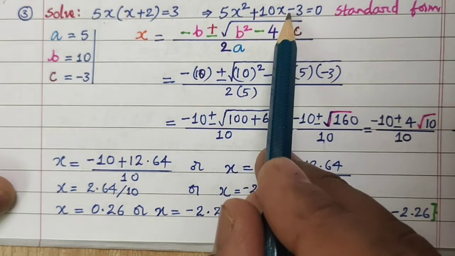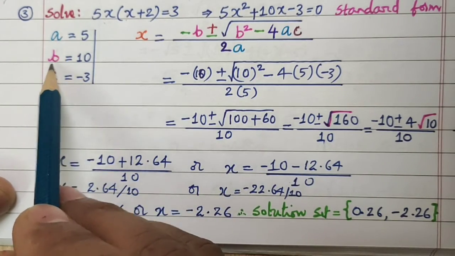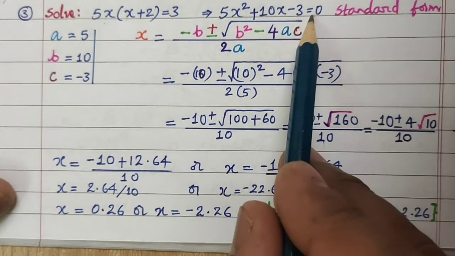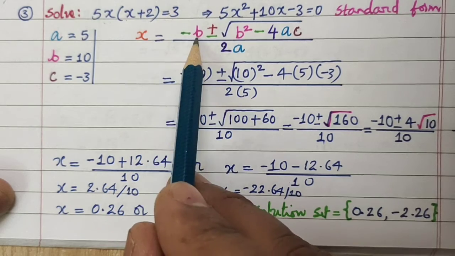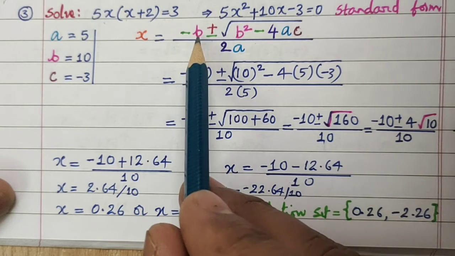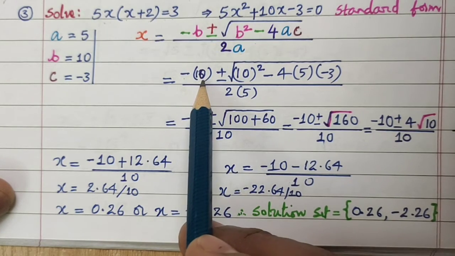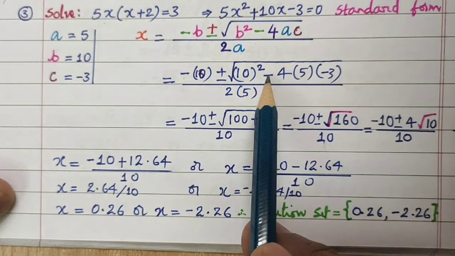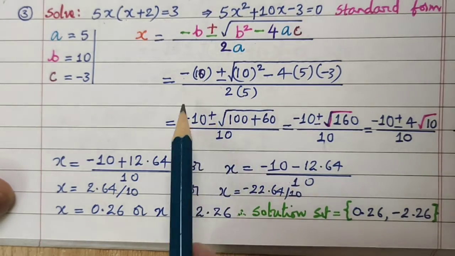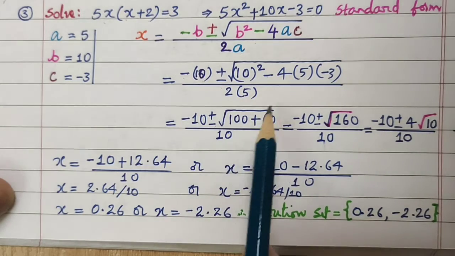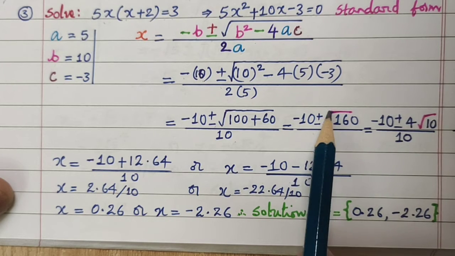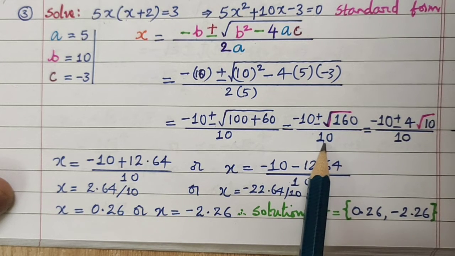Once you get the standard form, write down the values of a, b, c. a is 5, b is 10 and c is minus 3. Then write down the formula x is equal to minus b plus or minus square root of b square minus 4ac divided by 2a. Substitute the values: minus 10 plus or minus square root of 10 square minus 4 into 5 into minus 3, divided by 2 into 5. After multiplication you get minus 10 plus or minus square root of 100 plus 60 divided by 10. That way you will get minus 10 plus or minus square root of 160 divided by 10.